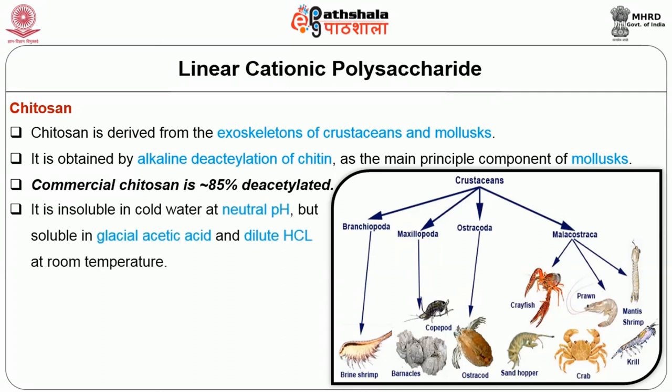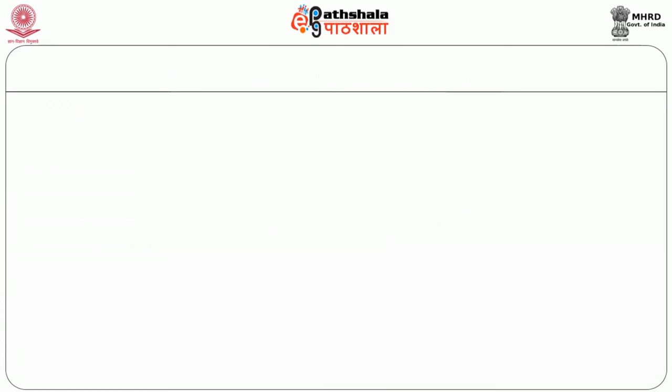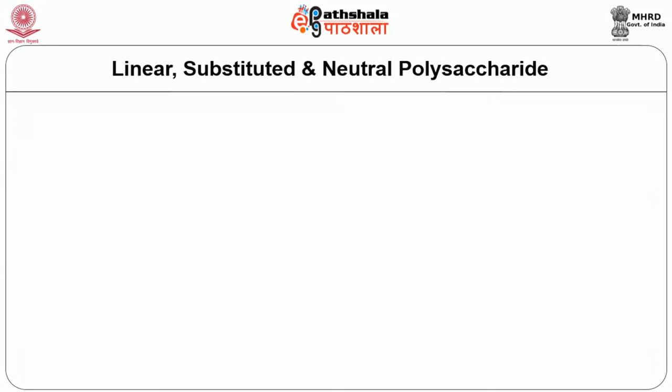It is insoluble in cold water at neutral pH but soluble in glacial acetic acid and dilute HCl at room temperature. A plastic wrap made from chitosan, when used to store fresh mangoes, demonstrated an extended shelf life of 18 days without any microbial growth and off flavor. The next classification based on the structure of polysaccharide is linear substituted neutral polysaccharide. In this classification, let us see about fenugreek gum.